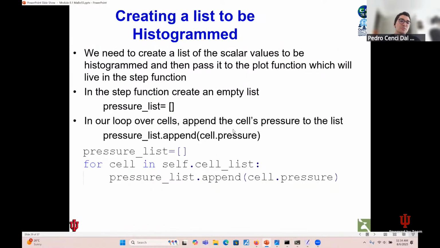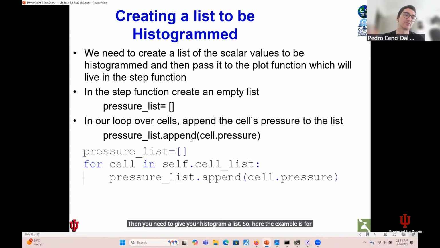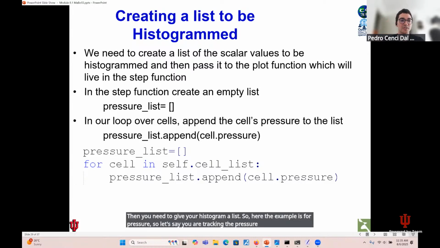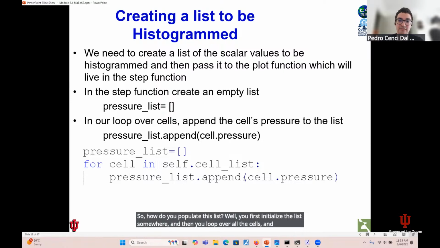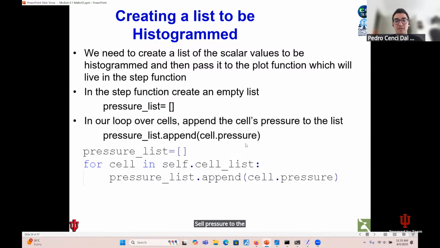Then you need to give your histogram a list. So here the example is for pressure. Let's say you are tracking the pressure of a cell. You need to give your histogram a pressure list. So how do you populate this list? Well, you first initialize the list somewhere, and then you loop over all the cells and you append the cell pressure to the list. In our case, we want to append the values of delta and the values of notch in each of the cells.